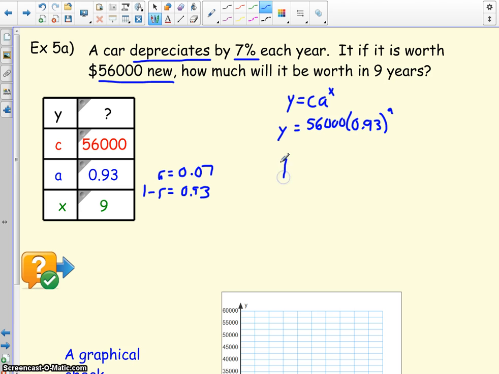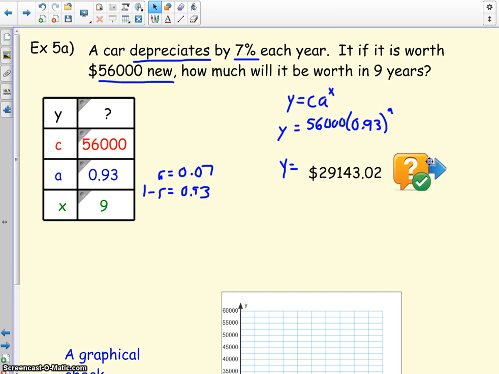Be very, very careful when you're doing this. You always want to follow BEDMAS, order of operations. So that would mean exponents come before multiplication. Do not multiply 56,000 by 0.93 first, then take it to the power 9. You will not get a number that makes any kind of sense. So when you run this through your calculator in the correct order, you should wind up with about $29,000. So let's take a look at our value here. Yeah, so we should get $29,143 and rounded 2 cents.